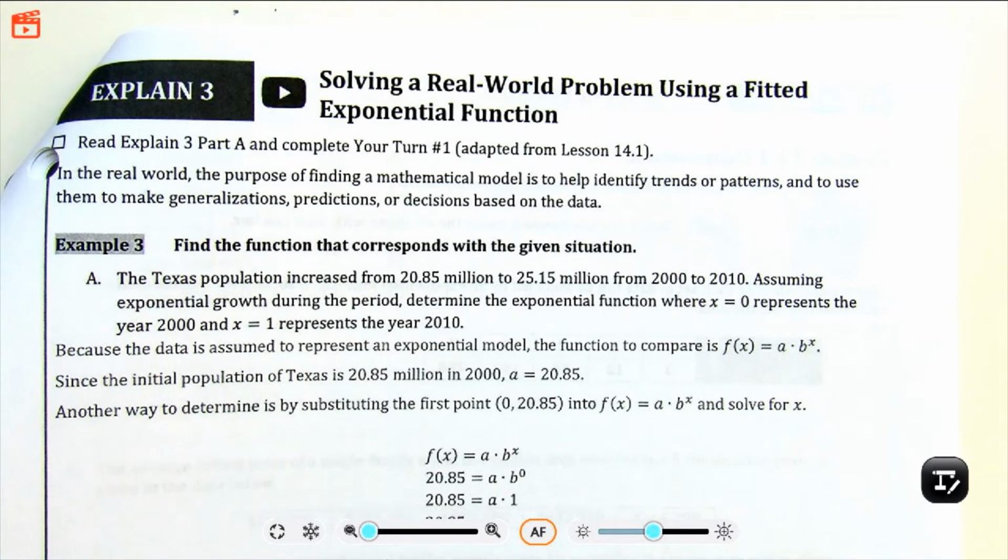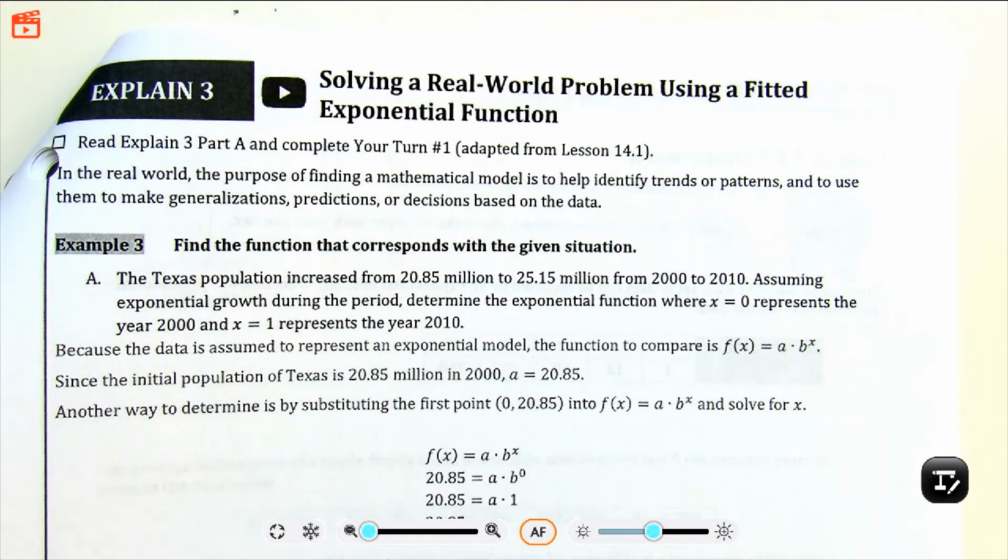The Texas population increased from 20.85 million to 25.15 million from 2000 to 2010. Assuming exponential growth during the period, determine the exponential function where x equals 0 represents the year 2000 and x equals 1 represents the year 2010. And we're going to use the f of x equals a times b to the x equation to do this.